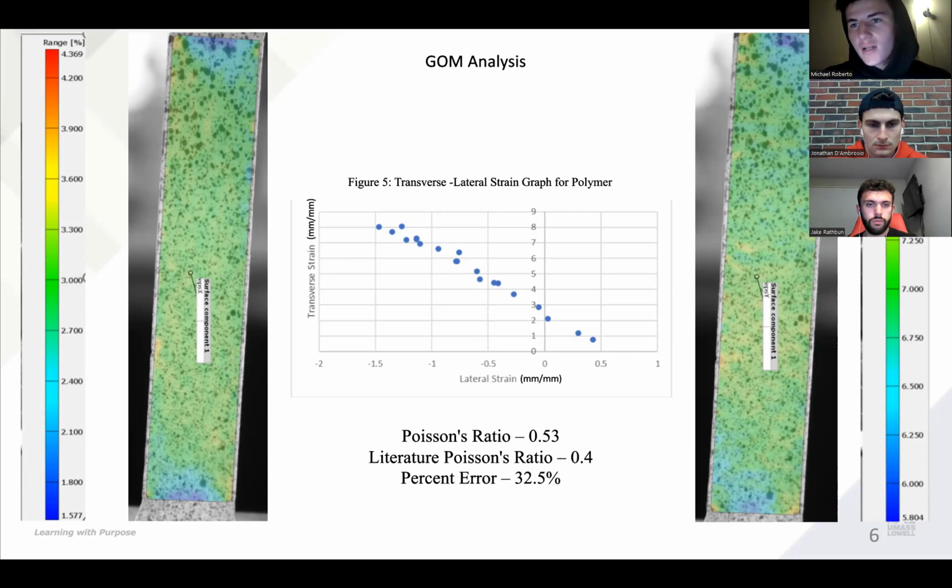The image on the right shows the axial strain, and the image next to it is the digital image correlation of that. The figure in the middle, figure 5, is the transverse to lateral strain graph for the polymer. As you can see, there is a negative linear correlation. As the lateral strain increases, the transversal strain decreases. From this data, we were able to get that the Poisson's ratio is 0.53, while the literature Poisson's ratio is 0.4, and the percent error was 32.5%.